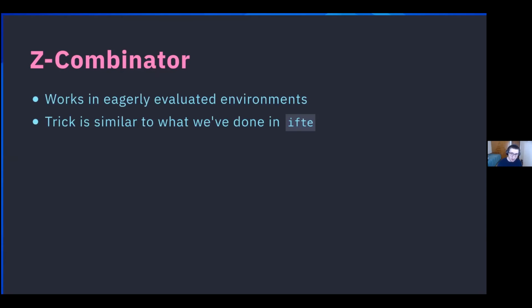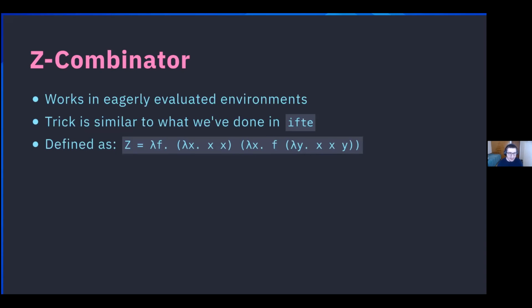But fortunately, there's another combinator. One example is the Z-Combinator, which works in eagerly evaluated environments. The trick is similar to what we've done with the if-then-else thing, which is the reason why I talked about it. It defers the evaluation of the recursive call to just be called when we actually need it, so you don't keep creating these infinite calls. And the definition is like that.